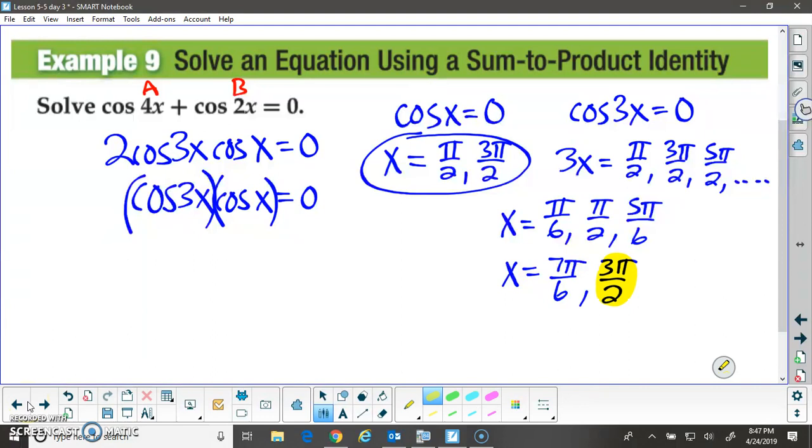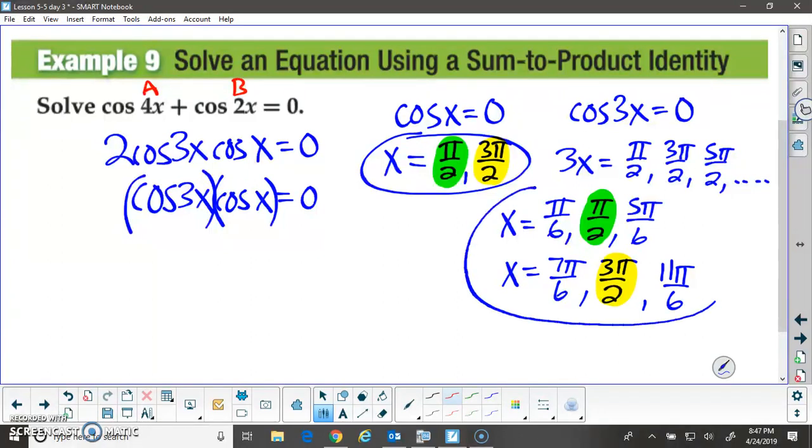I do have that answer here as well as having it right here. I don't need to write it twice, just like I've got this answer right here and I've also got it right here. I don't need to write them twice, but nevertheless, the last one would be 11 pi over 6, and that's where I'd stop because those are the answers between 0 and 2 pi.